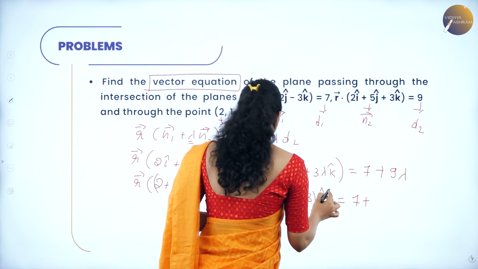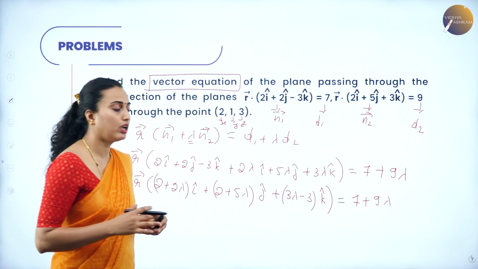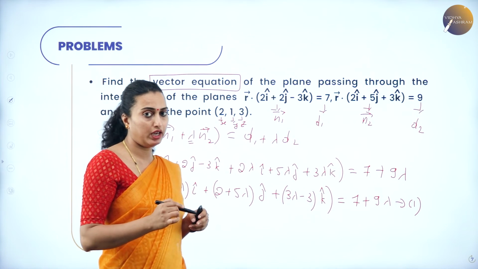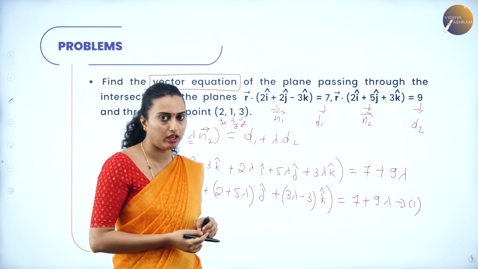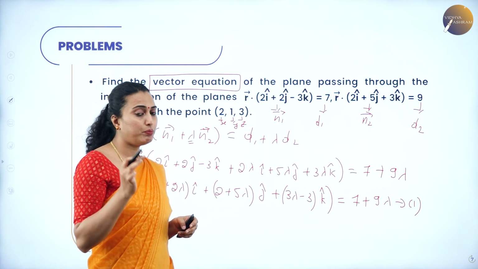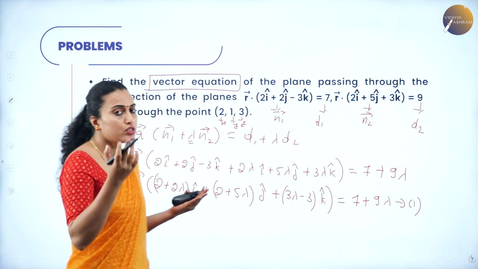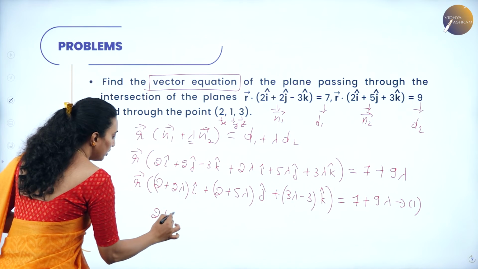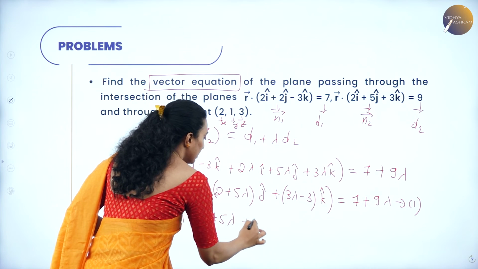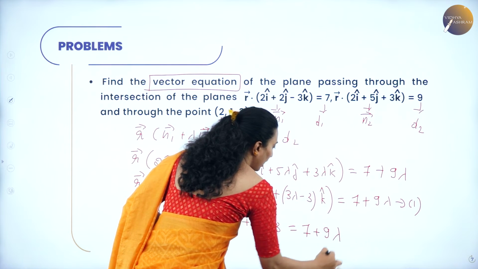Is equal to 7 plus 9 lambda. You have to close this one because R vector is multiplied over there. So this is what I am going to call as equation 1, because after finding the lambda value, I need to substitute in this equation only. Now you can take R vector is nothing but xi plus yj plus zk. i dot i, j dot j, k dot k will multiply each other, will become 1. So directly we can write it as (2 plus 2 lambda) plus (2 plus 5 lambda), again plus (3 lambda minus 3) is equal to 7 plus 9 lambda. Are you getting this one?